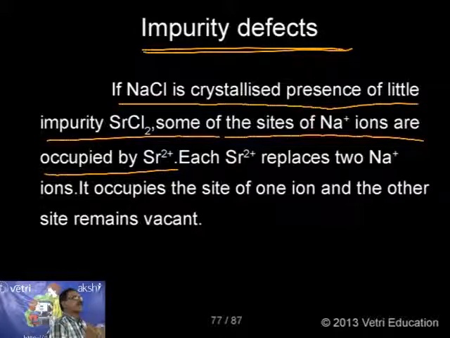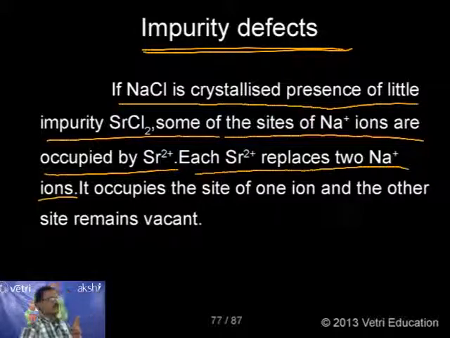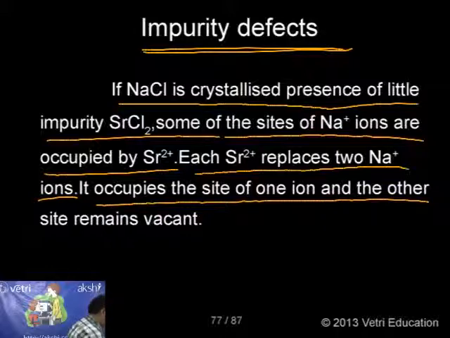So what will happen if it is occupied? Each strontium 2 plus replaces 2 sodium ions, because the valence of sodium is 1, whereas strontium is 2. So in order to balance, 2 sodium ions will be replaced by 1 strontium 2 plus ion. Now it occupies the site of one ion and the other site remains vacant. This is the interesting information.